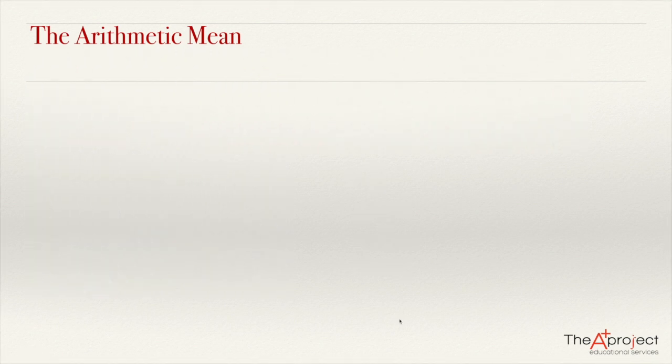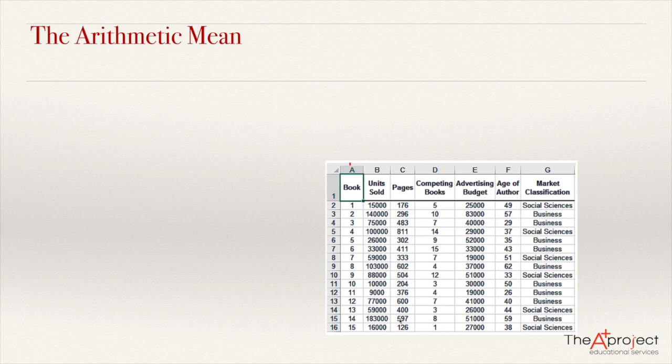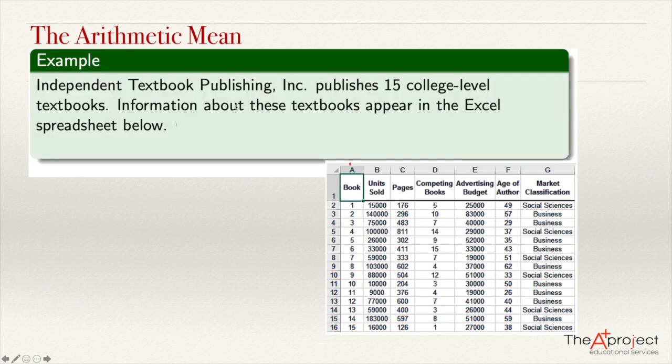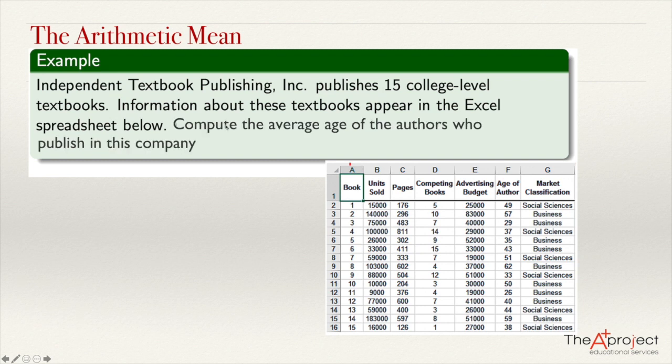This example is taken from this Excel spreadsheet. Remember, we used it in the previous video. This is from a publishing company, an independent textbook publisher, that publishes 15 college level textbooks, and we want to compute the average age of the authors who publish in this company. So here is the variable age of authors, and we want to compute the mean of this. Because this is all the textbooks that this company publishes, we have in front of us the whole population.